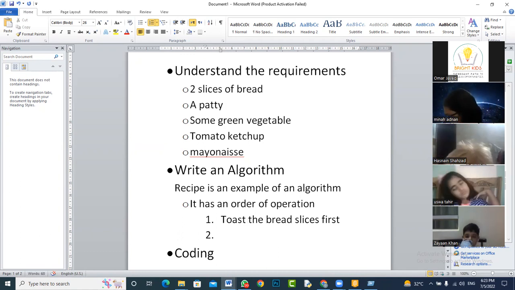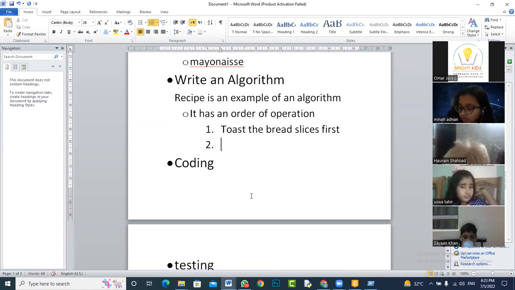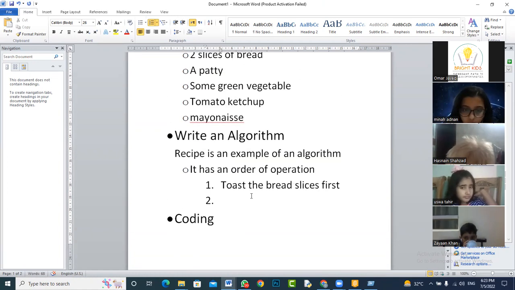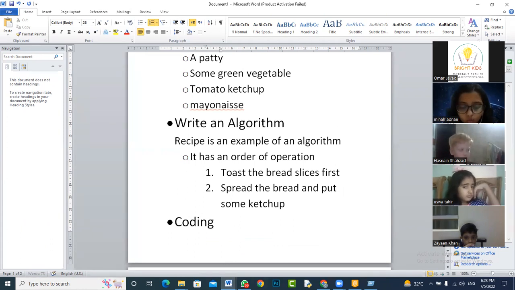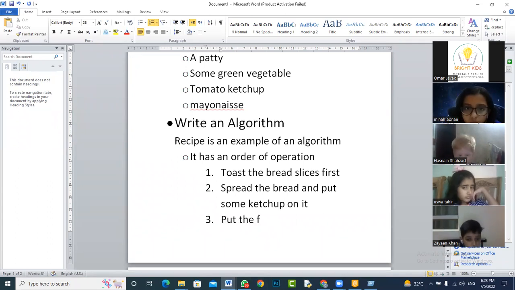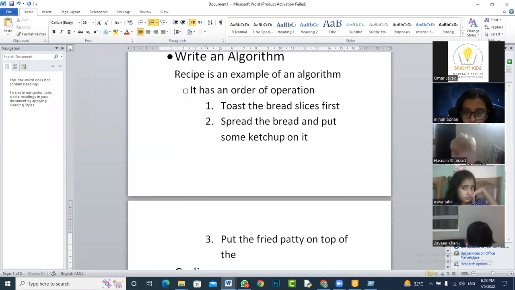So this sequence is very important. The first part is that you toast the bread slices. The second step is that you spread the bread and put some ketchup on it. Third is put the fried patty on top of the bread.